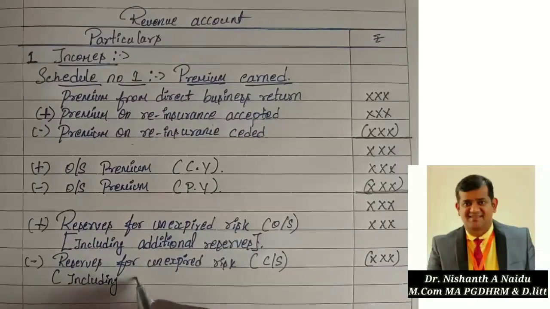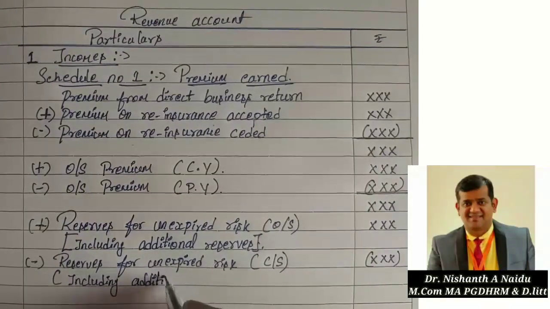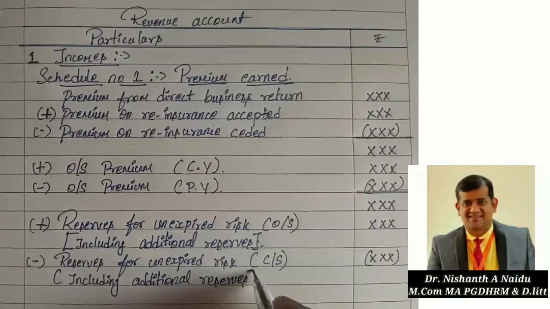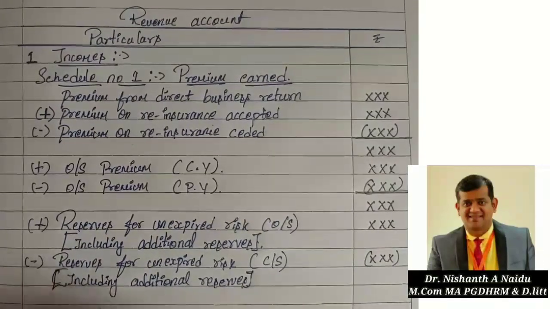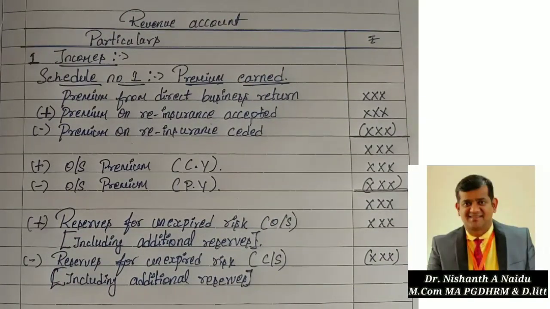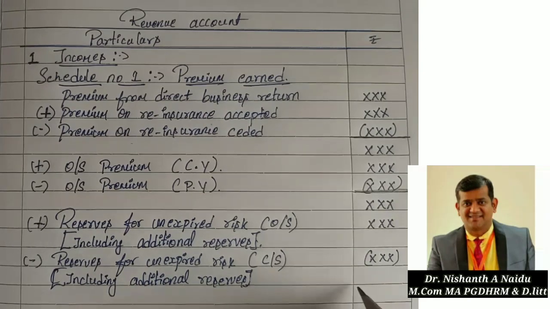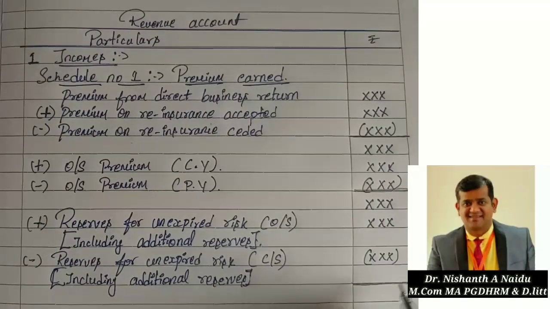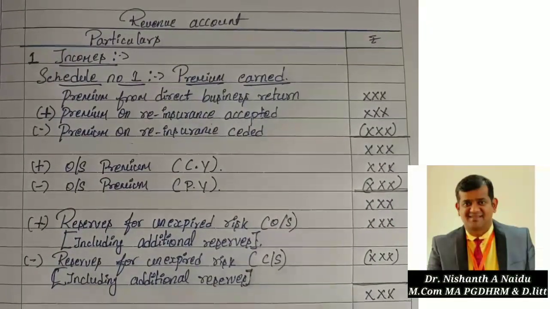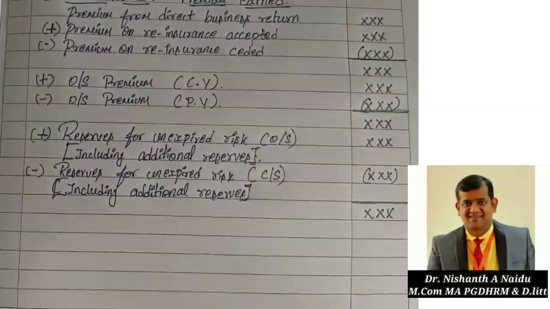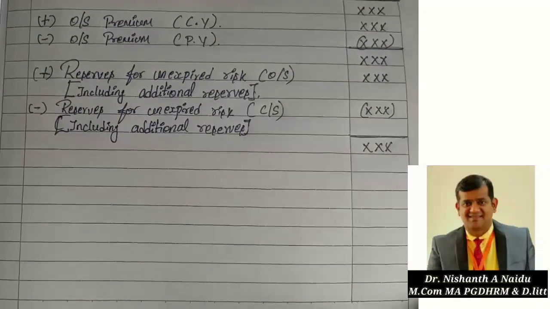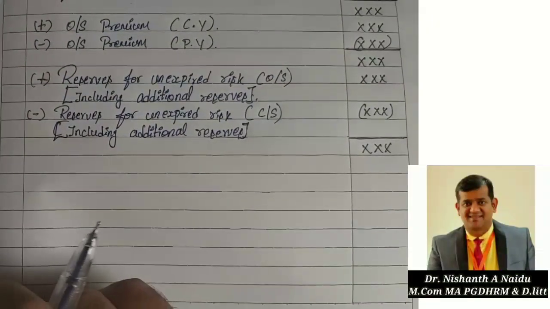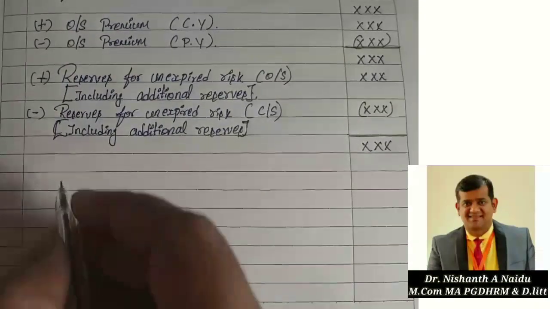Including additional reserves. Okay, including additional reserves. So now add and deduct the balance. So after addition and deduction, we got some balance. Okay, fine. So after that, now schedule number 2.